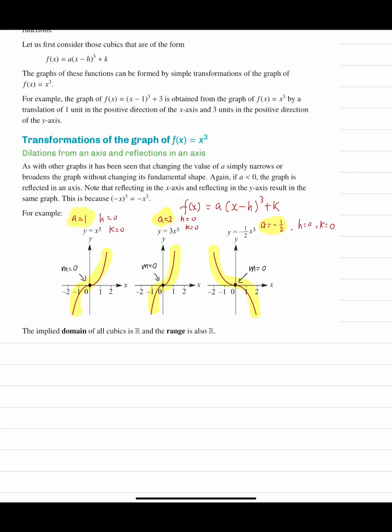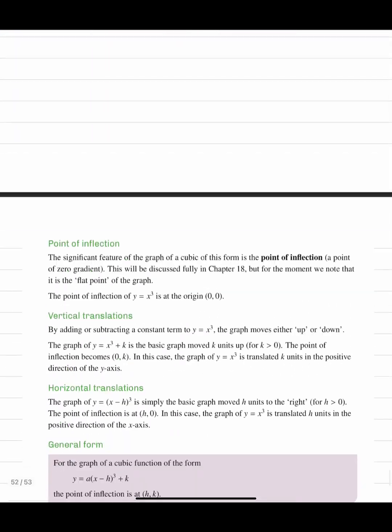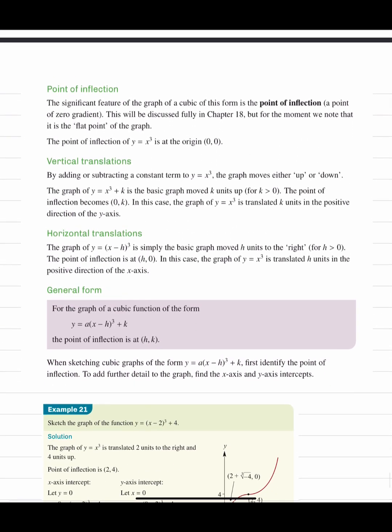It goes up into infinity, it goes down into infinity. Same as the negative a, that one still goes that way. So both the implied domain and range of our general cubic function should be all real numbers. All right, now let's move on to the key features of a cubic function.